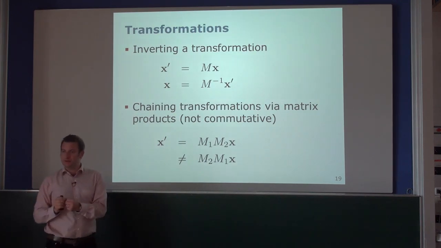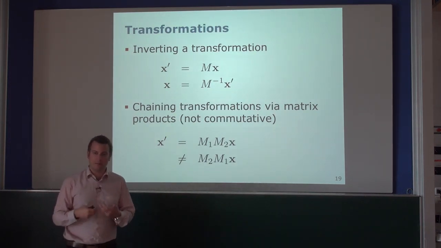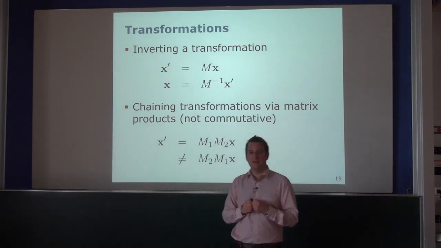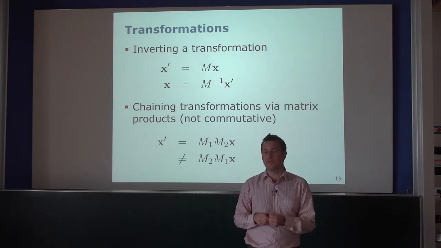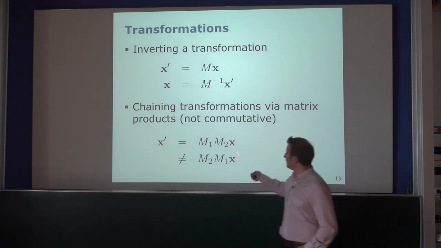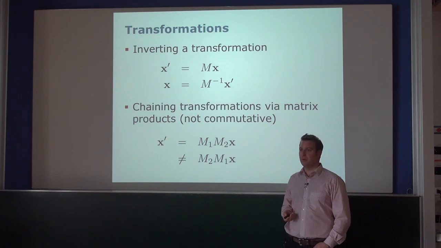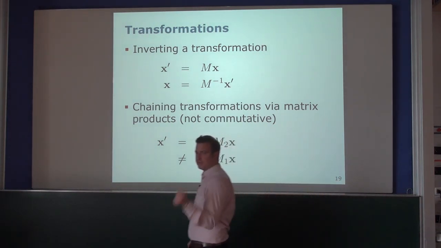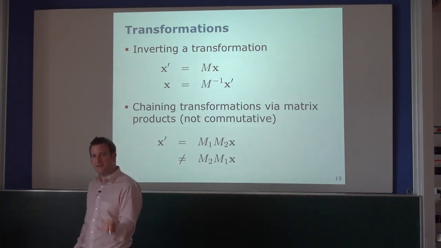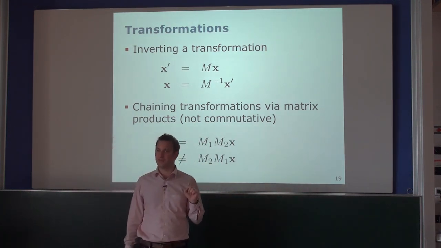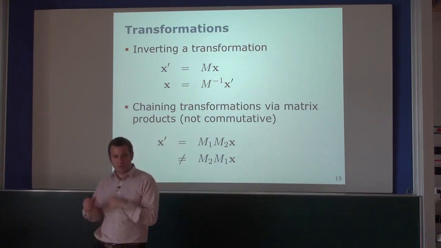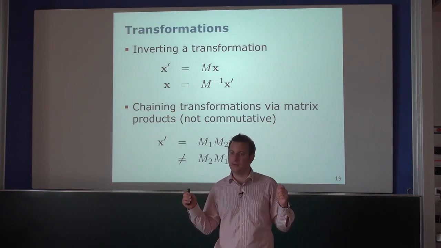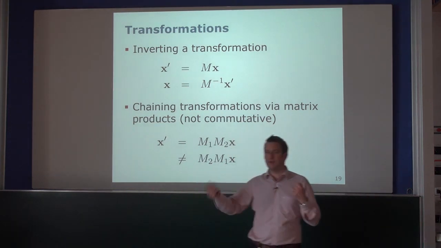The only thing you need to take care of is that computing the matrix product is not commutative. So it's something else if you multiply matrix M1 with M2 or M2 with M1. In general, these two operations will not give you the same point. Of course, if you rotate first around the x-axis and then around the y-axis, you get a different result than if you first rotate around the y-axis and then around the x-axis. So the order in which you conduct these matrix multiplications needs to be taken into account, and this is just a different transformation that you apply.